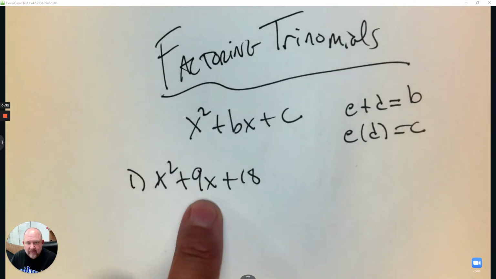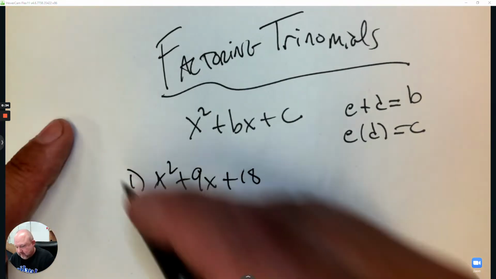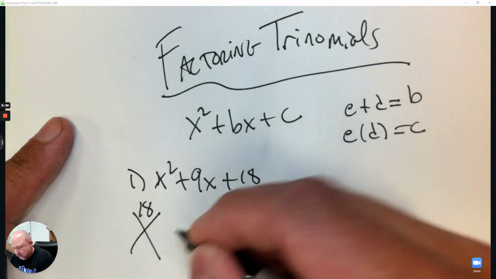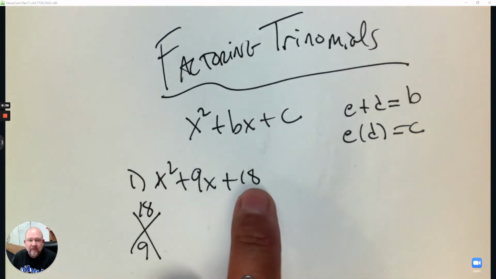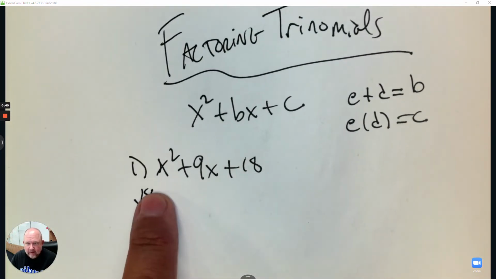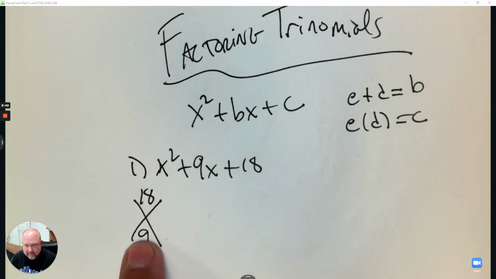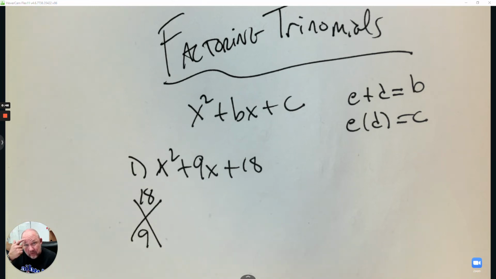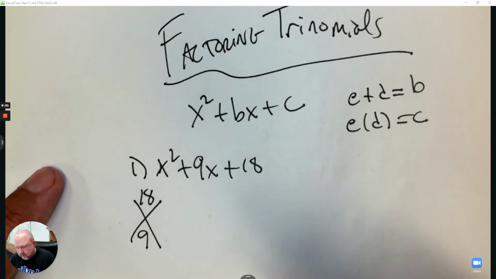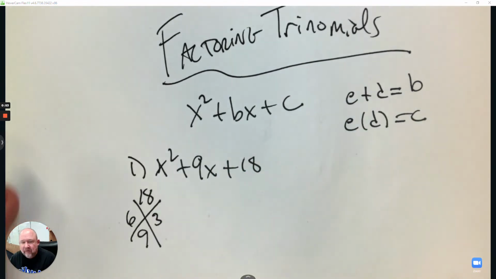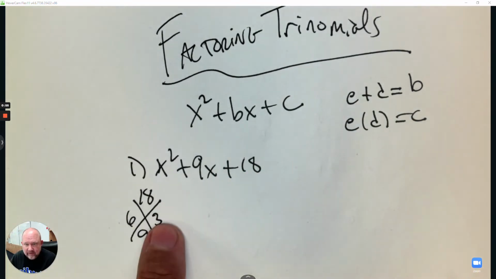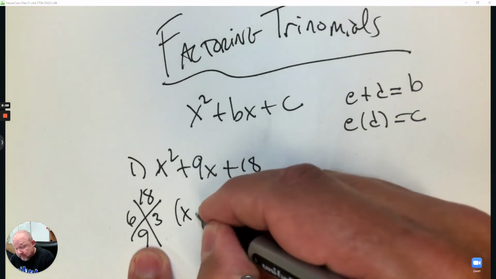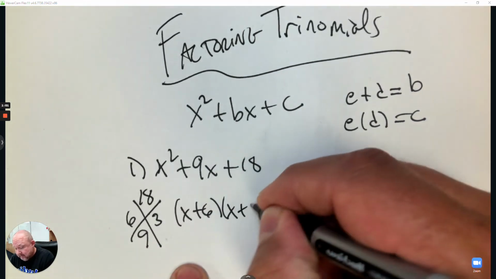x squared plus 9x plus 18. So we take the last number on top, the middle number on the bottom, and we're looking for two numbers that multiply to 18, and the same two numbers add to 9. You have to know your times tables, right, for this to work. So two numbers that multiply to 18 are 6 times 3, and the same two numbers add to 9. So those are your factors, positive 6 and positive 3.